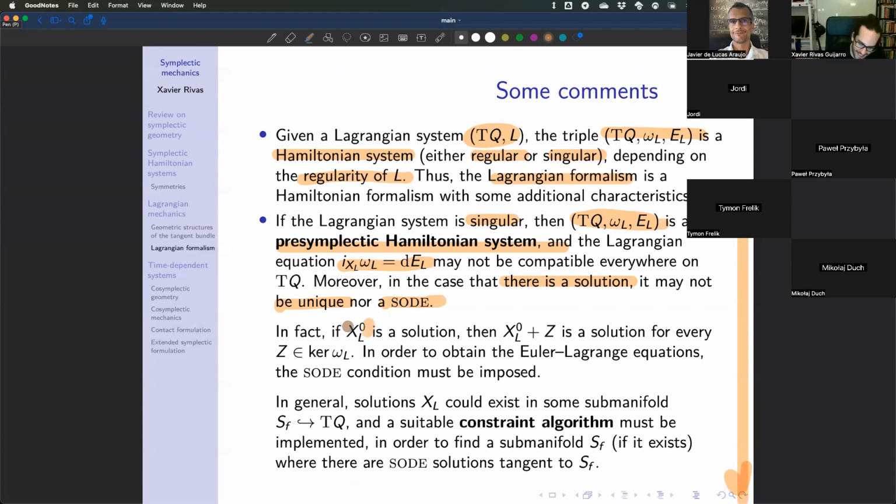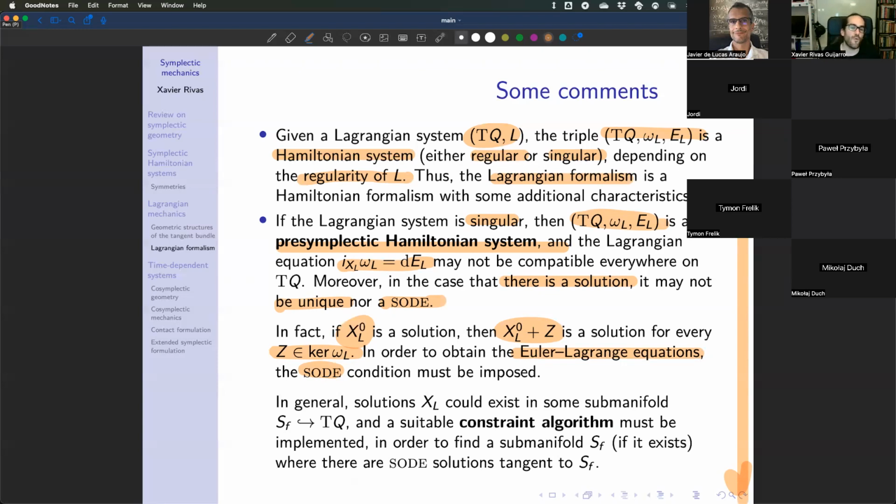And actually what happens is that if you have a solution, this is also a solution when you add everything in the kernel of this omega. This kernel might not even have constant rank. Maybe it has, maybe it doesn't. Depends on if you're asking for it or not. So in order to obtain the Euler-Lagrange equations, the SODE condition has to be imposed. You do not get it for free, but you can impose it, of course.